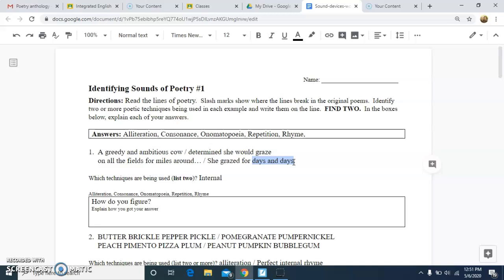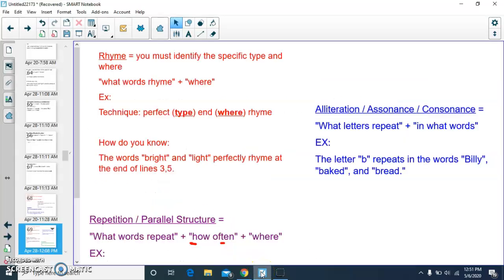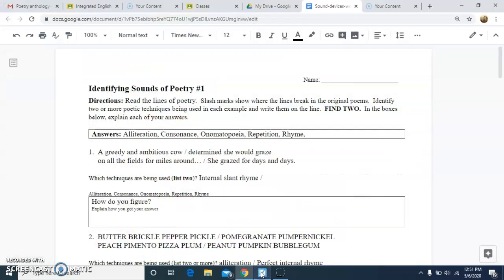So the next question I have is it perfect or is it slant? Graze and days, pretty close rhyme, but it's not perfect because it's not spelled the same. So technically, we could call this an internal slant rhyme, because it's pretty close. So if we go back and take a look at our formula, and take a look at this page, we want to identify what words rhyme where. So here's how we would frame a possible answer.